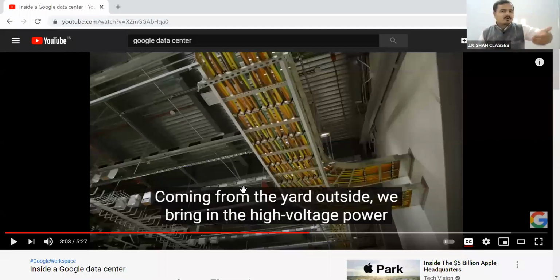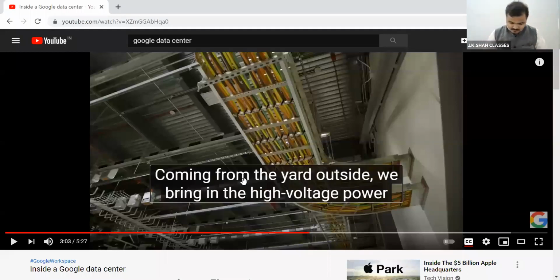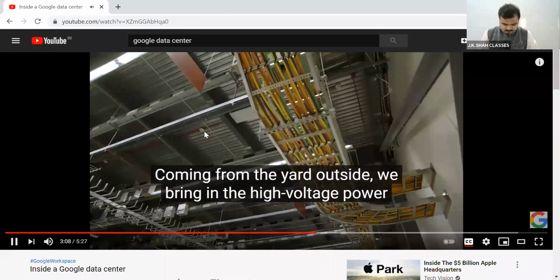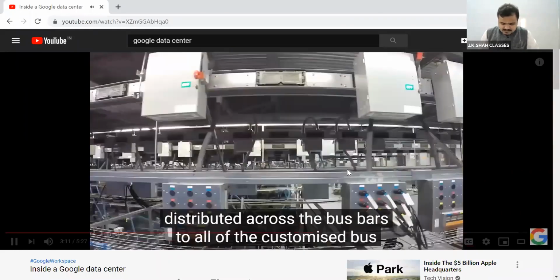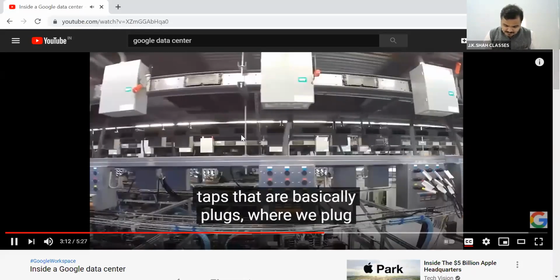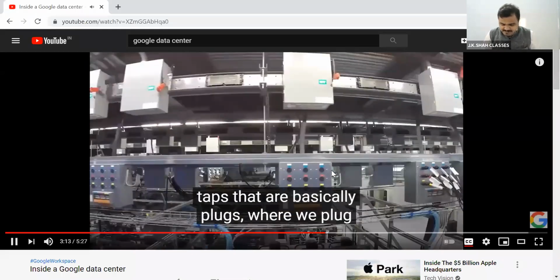Now, see this high voltage wire is coming. I want to show you one more thing, so I will just pause the video when it comes to the picture. From the outside yard, we bring in the high voltage power and distribute it across the bus bars to all of the customized equipment. See these, they said bus bars. What do bus bars refer to? See this, here all wires are connected. Yes. Can you look at this? All wires connected. Yes. And if you see here, the bus taps, here none of the wires is connected.